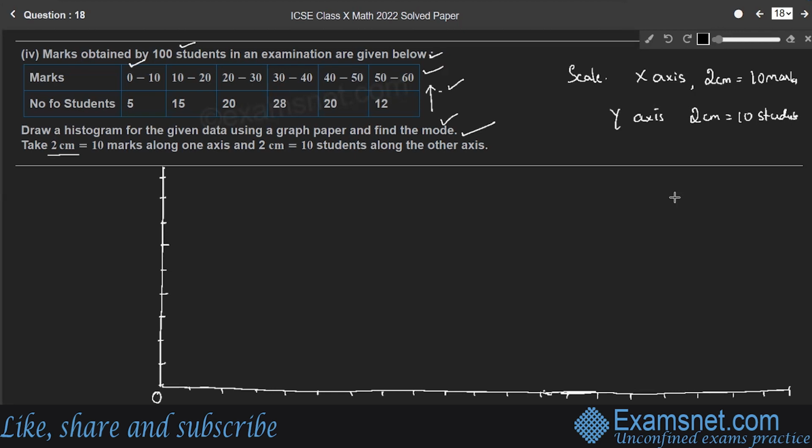Here the highest frequency is 28. Therefore, the mode of the distribution lies in this class interval. This class is called the mode class, or modal class. So we'll represent the data first.